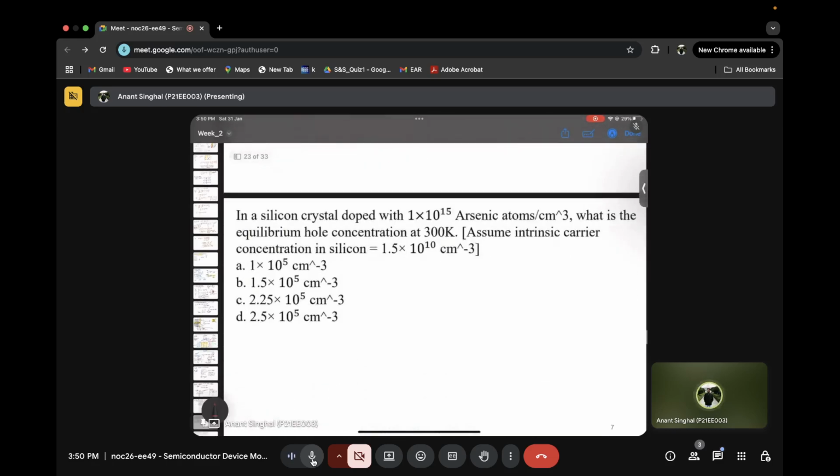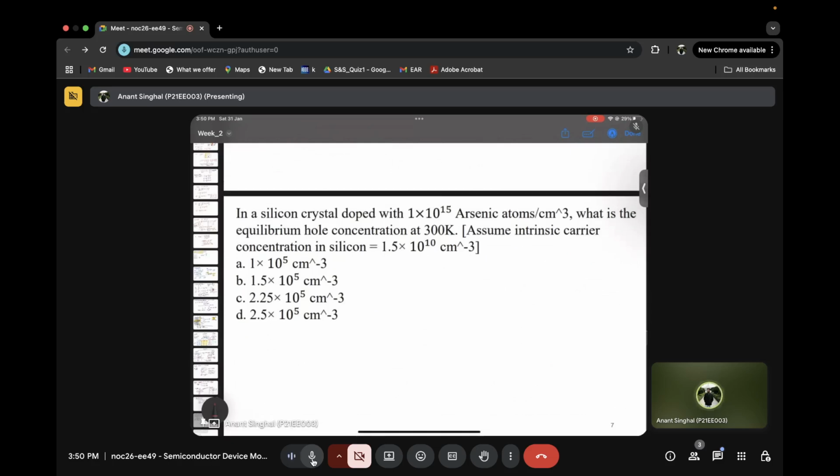If this is clear, let's try to do this problem now. This is related to the mass action law, so maybe you can take 2 minutes and let me know the answer. It is a single silicon crystal which is doped with arsenic atoms. What is the equilibrium hole concentration? Since it is at equilibrium, we can apply the mass action law, and the intrinsic concentration is also given. Maybe you can take 2-3 minutes and type your answers in the chat box.